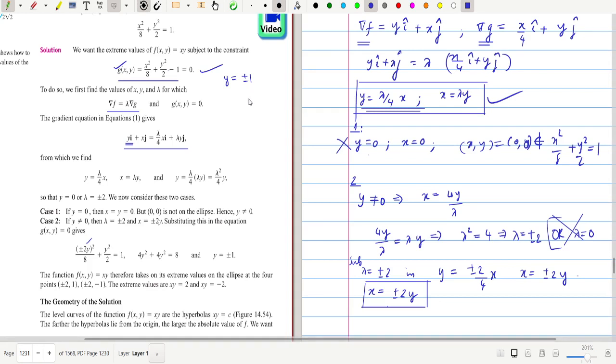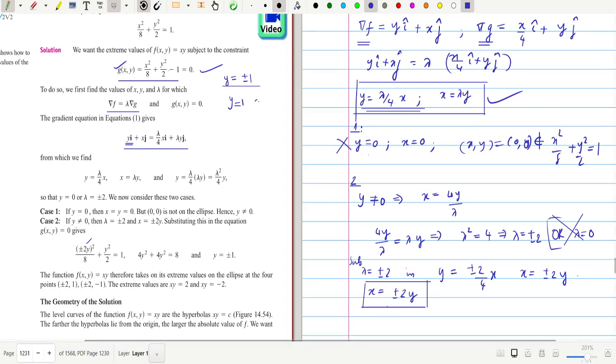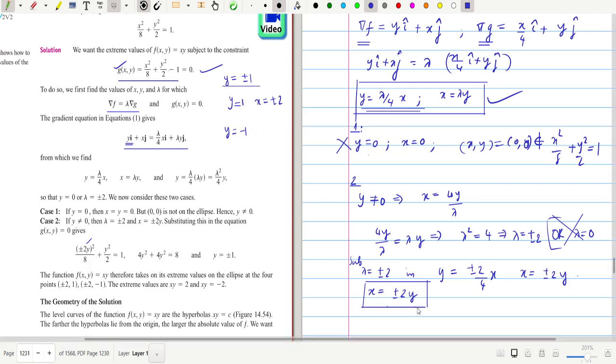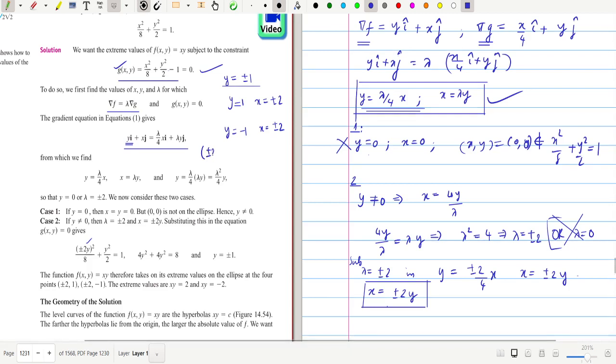If y is equal to plus or minus 1, if we take y equal to 1 first, then what is the value of x? If y is equal to 1, then you can get x equal to plus or minus 2. Similarly, for y equal to minus 1, we still get x equal to plus or minus 2. For both these values, we have x equal to plus or minus 2. Then the points at which f attains extreme are (plus or minus 2, 1) and (plus or minus 2, minus 1). So these are the points.